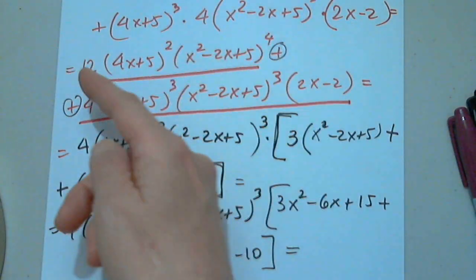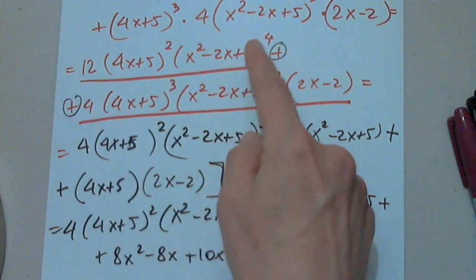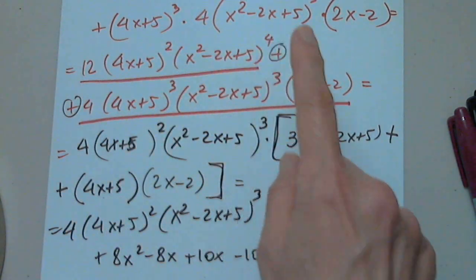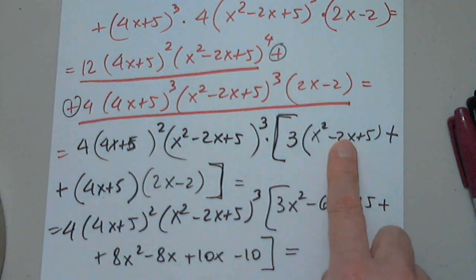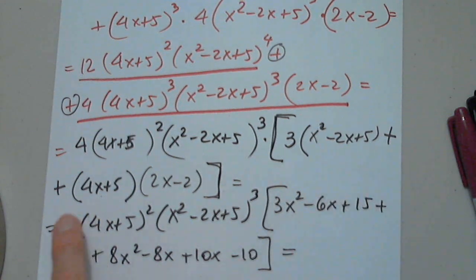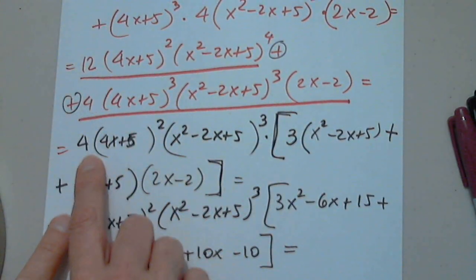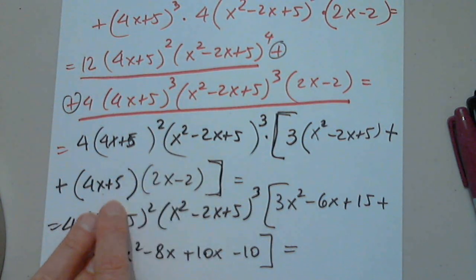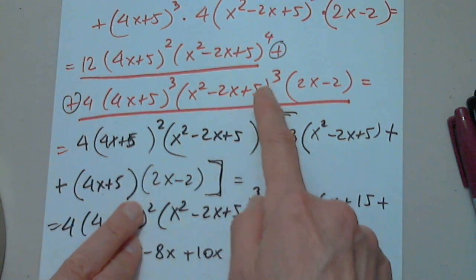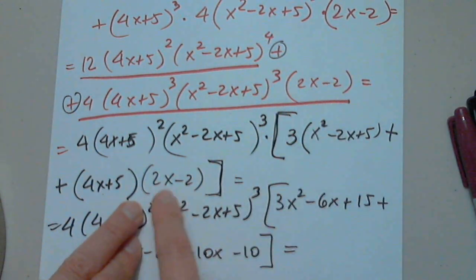So from the first term, I took out 4. I took this out, and I took 3 out of 4. So I have a 3 left, and one of these. And then plus. 4 is out. This is power 3, and I removed 2, so I still have 1. This is completely gone, it's out, and then I have 2x minus 2.